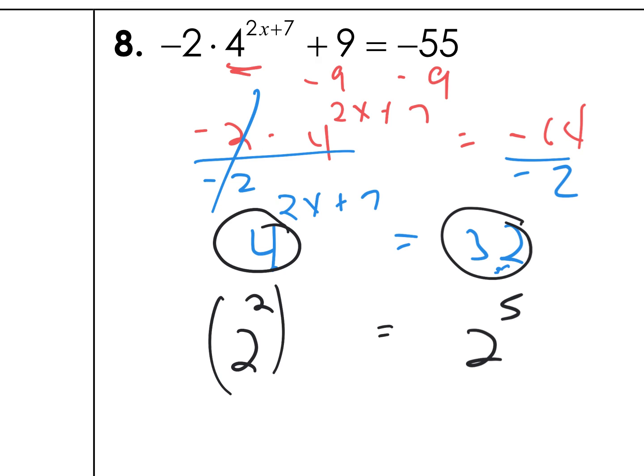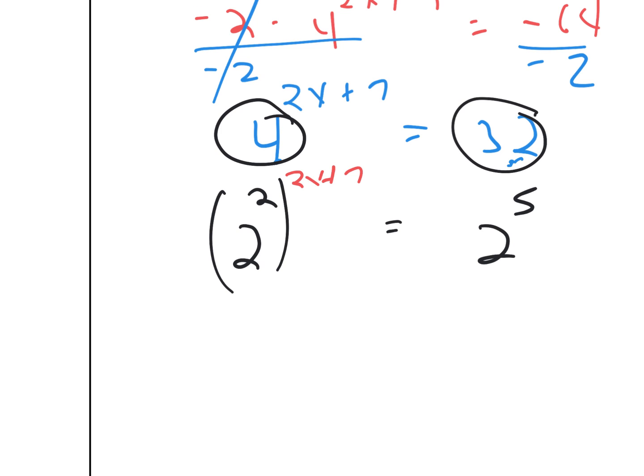Don't forget about the 2x plus 7. Now what do I do? Yeah, power to a power. Keep the 2. And write what? 4x plus how much? Okay, 4x plus 14 is 2 to the 5. Now what? Just like your homework, right?